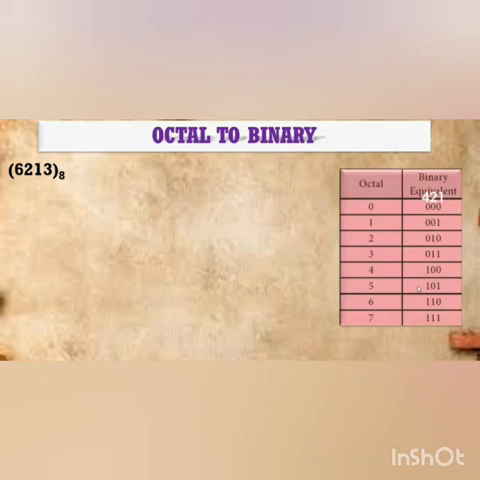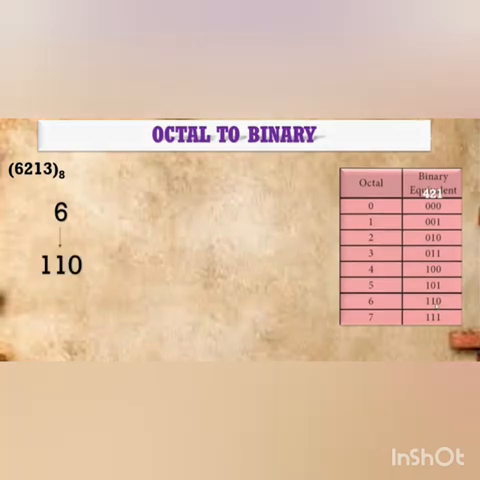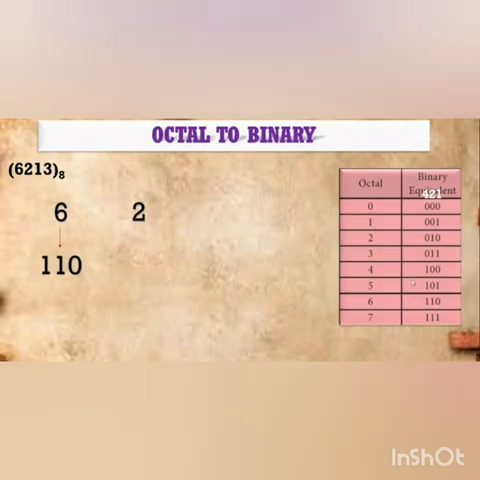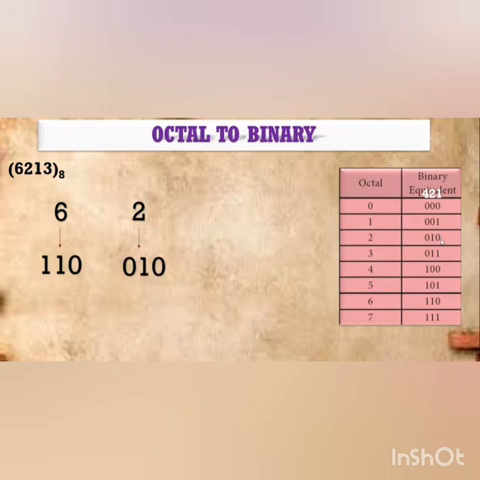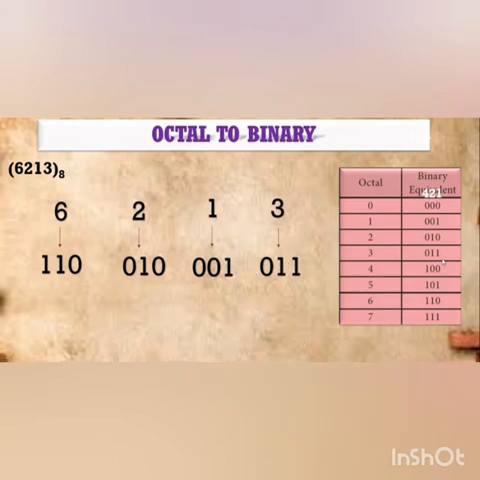Now let's move on to the example sum. Convert 6213 base 8 to the equivalent binary number. First, write the first digit, that is 6. What is the equivalent binary value of 6? Yes, that is 110. The next number is 2. What is the binary equivalent of 2? 010. What is the binary equivalent of 1? 001. And what is the binary equivalent of 3? That is 011.